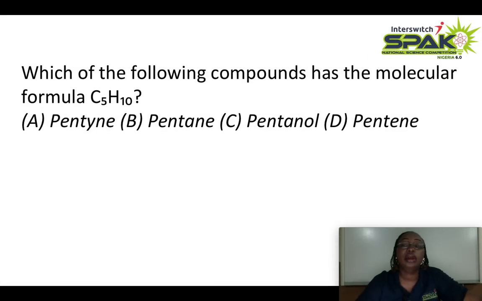Which of the following compounds has the molecular formula C5H10? That is very straightforward and very easy. The answer is pentene. Pentene has C5H10 as the molecular formula. Pentyne will be C5H8, while pentane is C5H12.